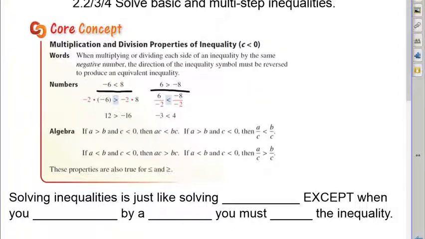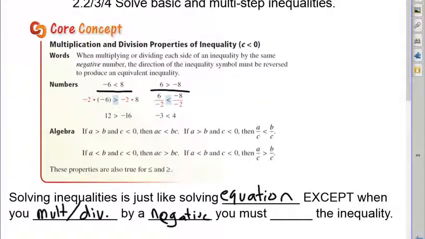Let's summarize. Solving an inequality is just like solving an equation, except when you multiply or divide by a negative. In that case, you must reverse the inequality. So a greater than becomes a less than. A less than or equal to becomes a greater than or equal to. Because what's happening when we multiply by a negative, the number line is flipping.